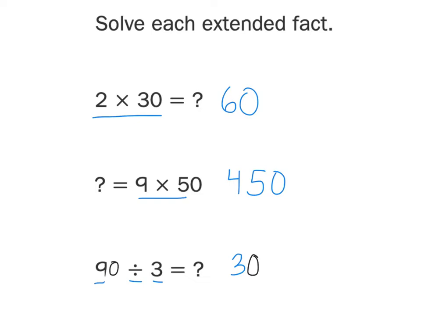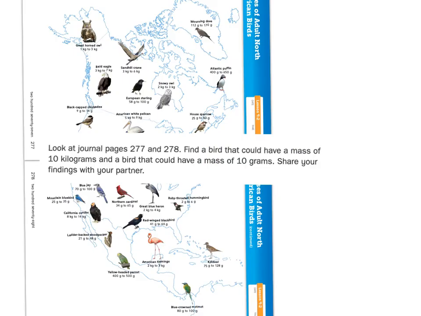You're going to need your math journal next. You're going to open up to page 277 and 278. And we're going to be talking about the masses of some birds. I have the pages right in front of me as well. All right, so we're on page 277 and 278. Find a bird that could have a mass of 10 kilograms. So we're going to find one bird that has a mass of 10 kilograms. And then the next one says, find a bird that could have a mass of 10 grams.